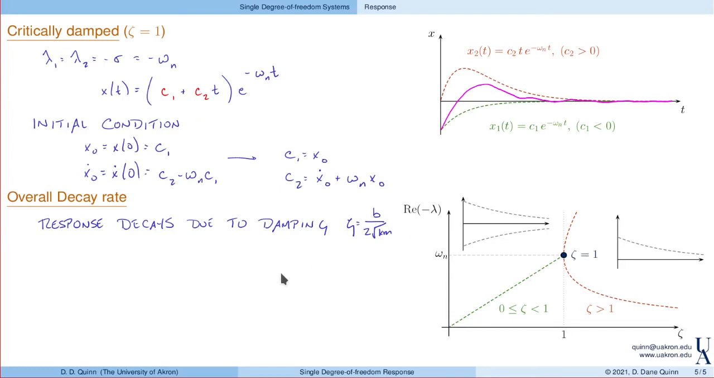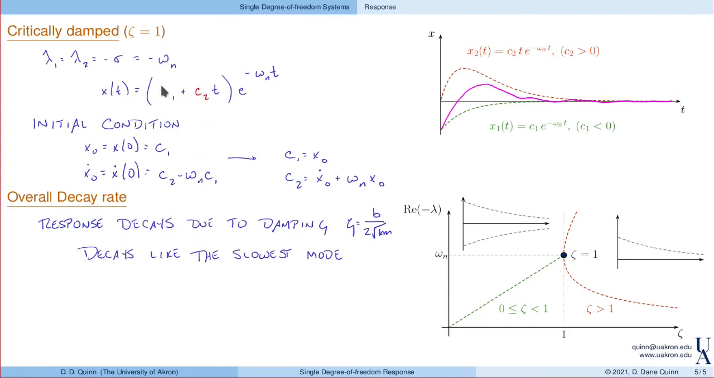Now, the overall decay rate is actually determined by the slowest decaying mode. It's kind of like a chain. How strong is a chain? Well, it's only as strong as its weakest link. And how fast does the response decay? It only decays as fast as the slowest decaying mode.